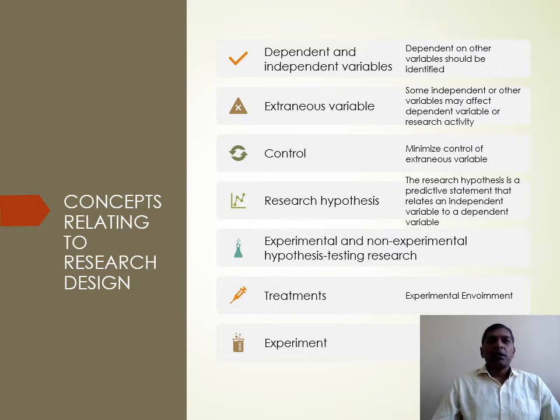And then there are some factors which are directly or indirectly affecting a procedure, a result, an experimentation, or even a data set. Those variables are known as independent variables, or those can also be known as extraneous variables. So some independent or other variables that may affect dependent variables or the research activity are known as extraneous variables.